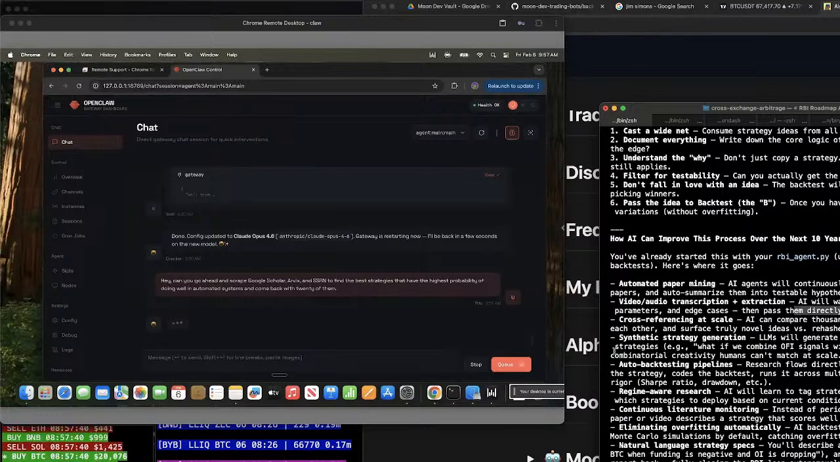I believe in you. Synthetic strategy generation: LLMs will generate entirely new strategy hypotheses by combining elements from multiple known strategies. What if we combine OFI signals with liquidation cascades and a mean reversion exit? This is combinatorial creativity humans can't match at scale. Auto backtesting pipelines: research flows directly into automated backtesting with zero human intervention. Regime aware research, continuous literature monitoring, eliminating overfitting automatically. Damn.